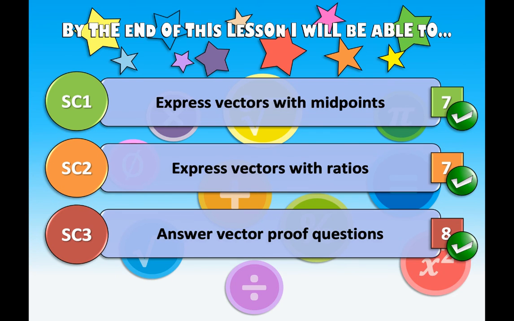And now we've completed success criteria 3. So now we've completed the final objective.